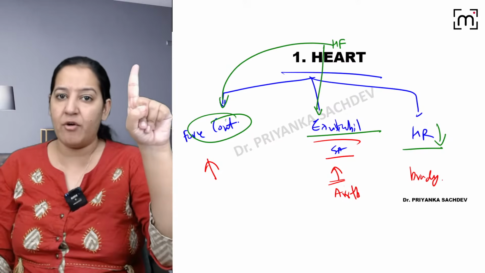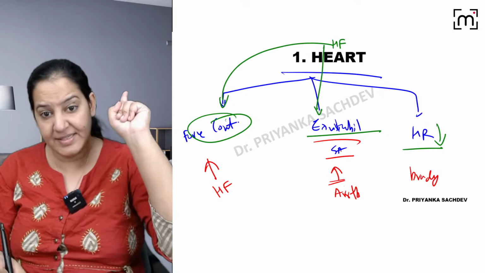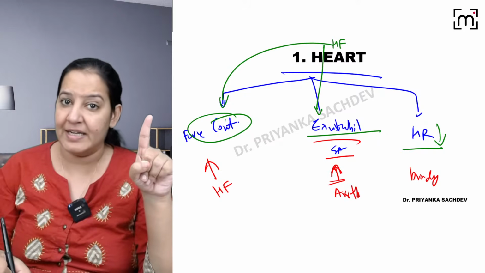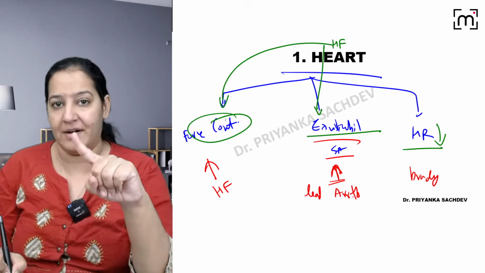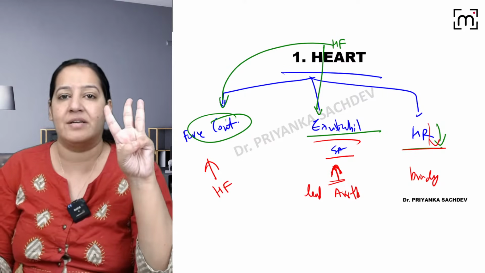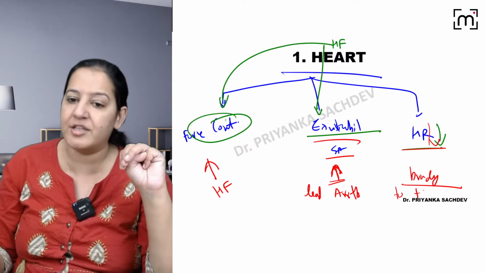So 3 things you have to learn. It increases the force of contraction. That's why it is useful in heart failure. It increases the excitability. Listen, it increases the excitability. That's why it leads to arrhythmia. And it decreases the heart rate. That is, it causes bradycardia. That's why it is used to treat arrhythmia.